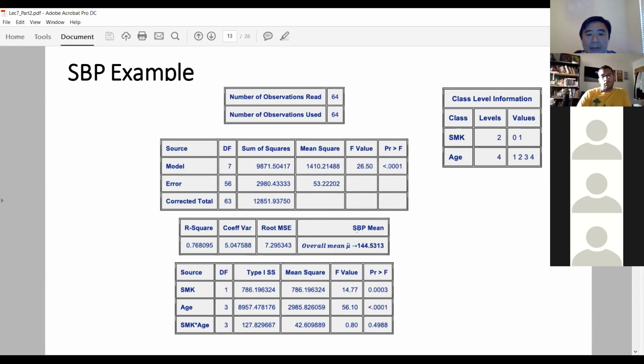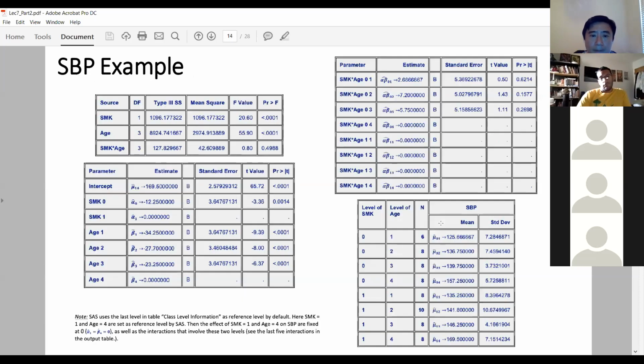And they also have the mean, which they call the SBP mean, which is the grand mean, what we call the overall mean. So that's the mean for all of the 64 observations. You sum up the systolic blood pressure for the 64 observations and divide it by 64, which is equal to this 144.